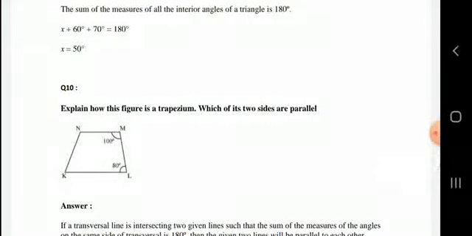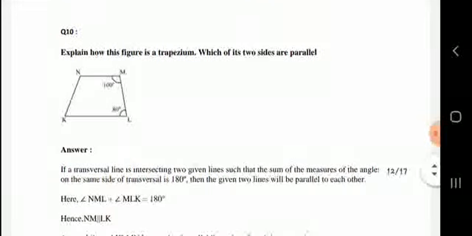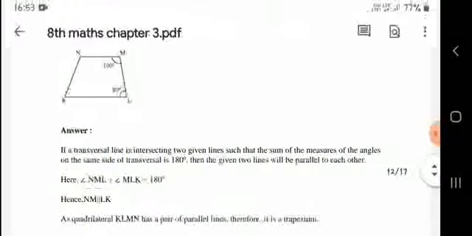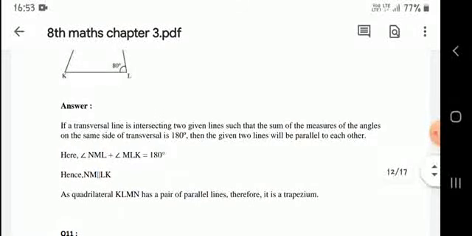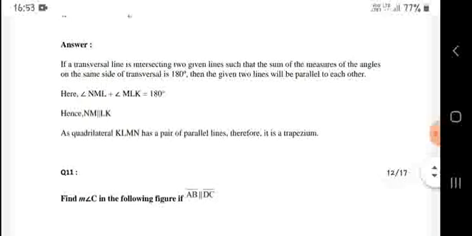Let us know how the figure is a trapezium and which of its two sides are parallel. If a transversal line is intersecting two given lines such that the sum of the measures of the angles on the same side of the transversal is 180 degrees, so therefore NML plus MLK is equal to 180 degrees. So hence NM is parallel to LK. Hence therefore it is a trapezium.